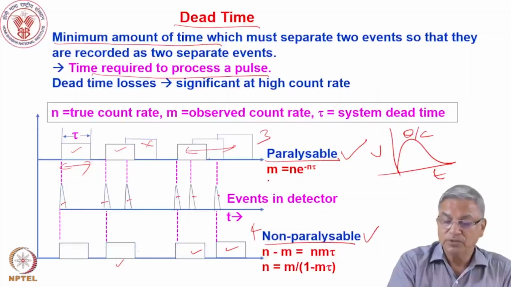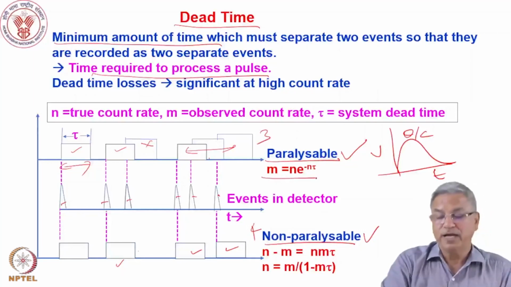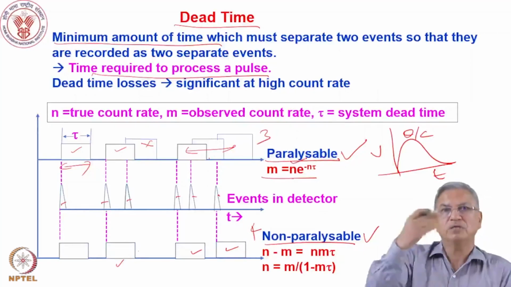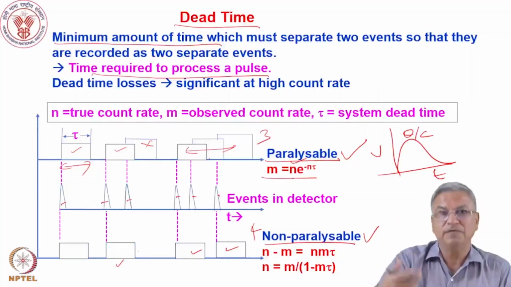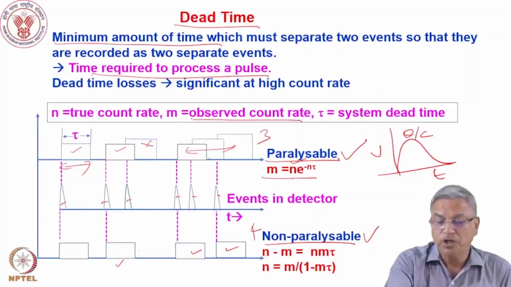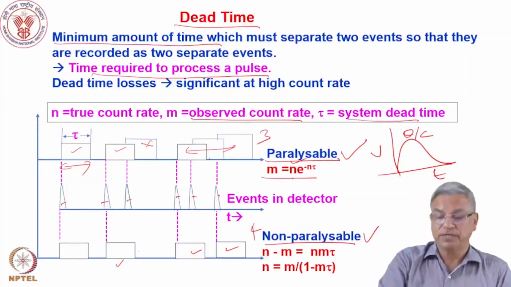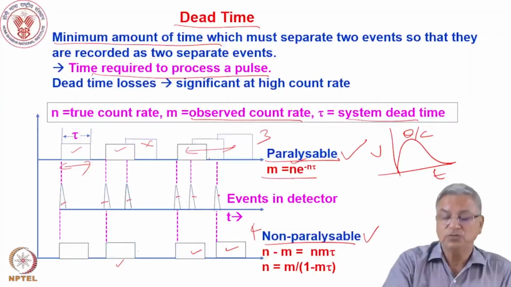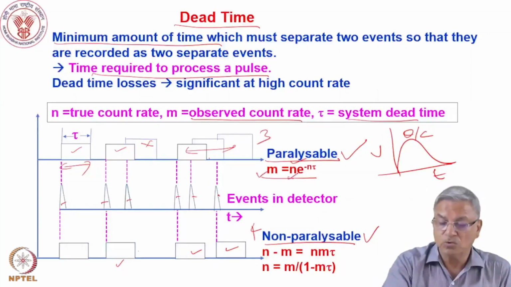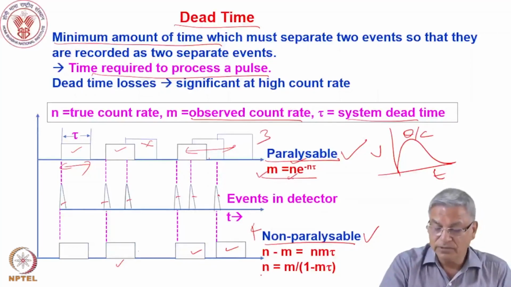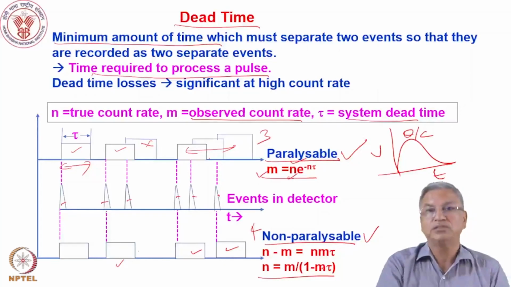And depending upon the type of model for dead time, there is the observed count rate. So N is the true count rate, how many counts the sample is emitting, and M is the observed count rate, and tau is the system dead time. So the relationship between the observed count rate and the true count rate for parallelizable is M equal to N e raised to minus N tau, and for non-parallelizable is N equal to M upon 1 minus M tau.